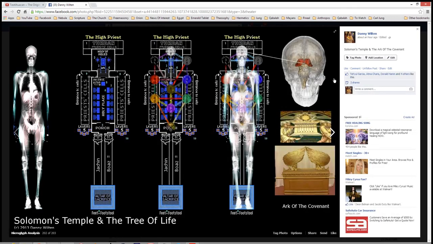Now, if you've never seen this, this is actually taken from Wikipedia right here. You can see that you have the brain stem coming up, and you have the two angels on either side sitting on the ark. Here's your Ark of the Covenant right here. Notice how the sun is in between those two? That's what you see right here. The pineal gland is the spiritual sun.